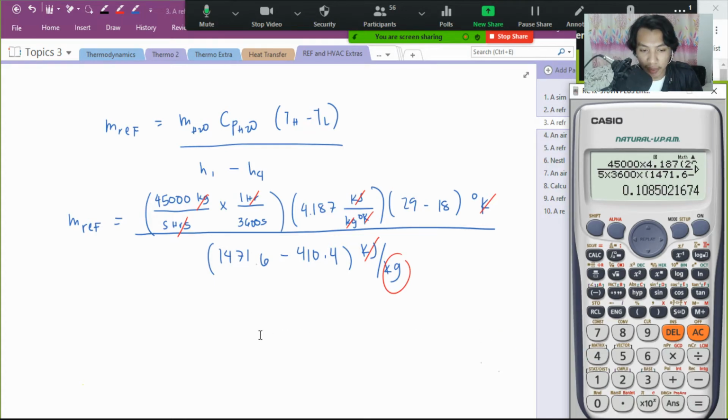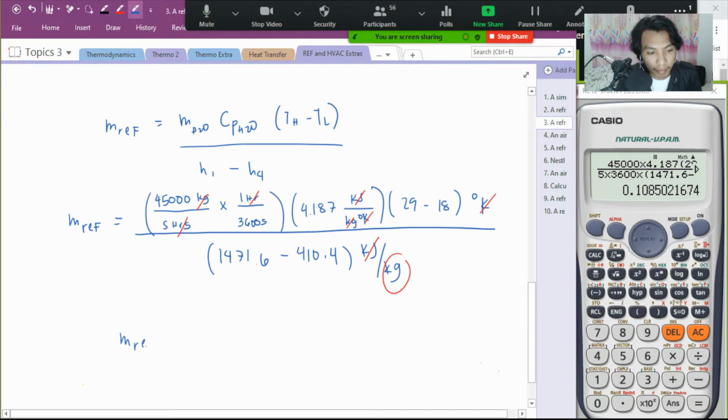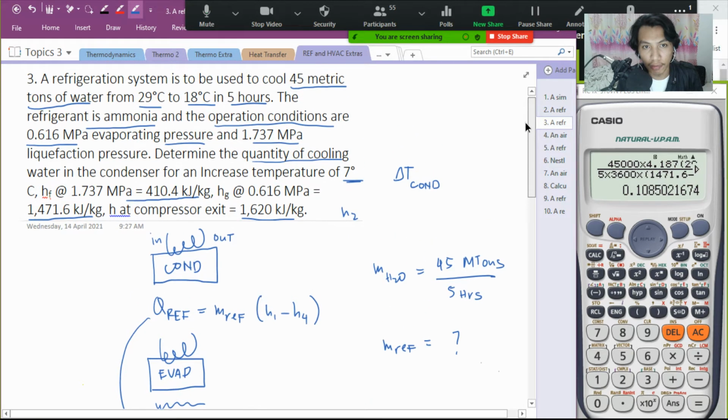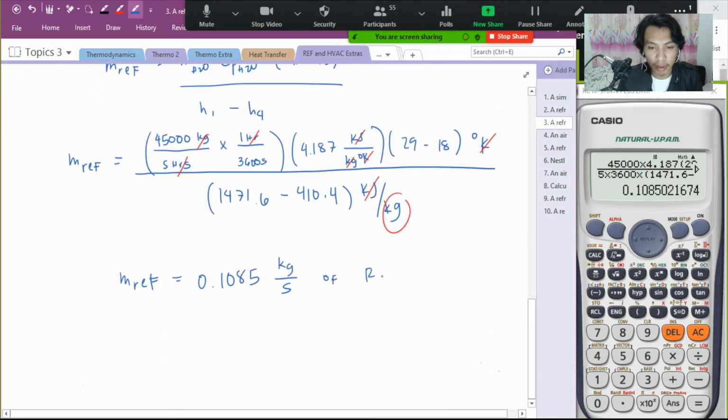So, the mass of the refrigerant, dapat mas maliit yan. So, mref is equal to 0.1085 kilogram per second of R12. Ano binigay ba dyan, R12? Hindi. Refrigerant lang.